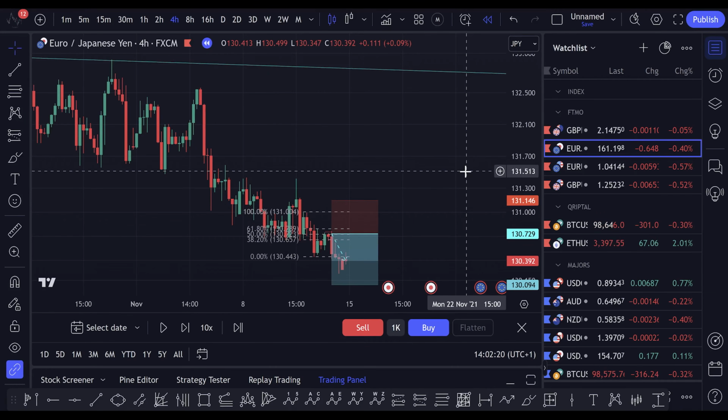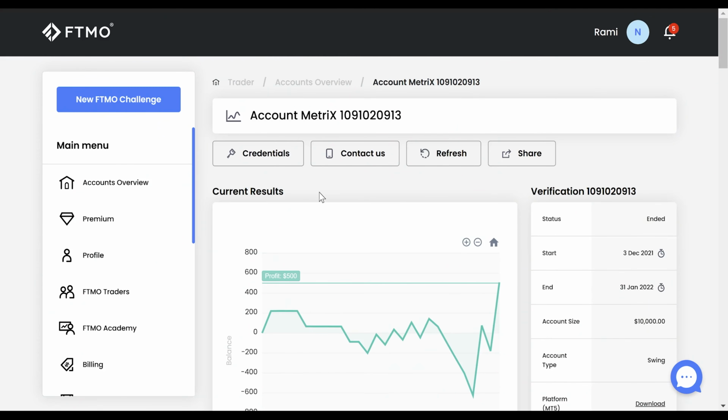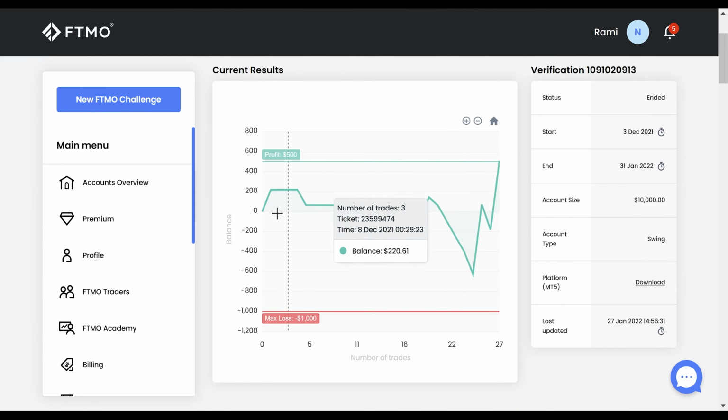So that's it for this strategy. As I said, it's very simple. But if you implement it well on the right pairs and under the right circumstances, then it's a very good strat. Now let's move on to the verification phase. And I'm pretty sure that you'll learn a thing or two right here.